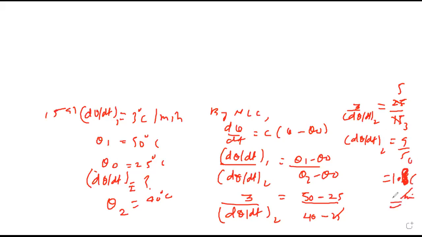Okay. Hello. When to use the average and when to write only theta? If an interval is given, then we take the average. If a direct temperature is given, then no need to take the average. Yes. So 1.8 degrees Celsius per minute. Check. Solve this.